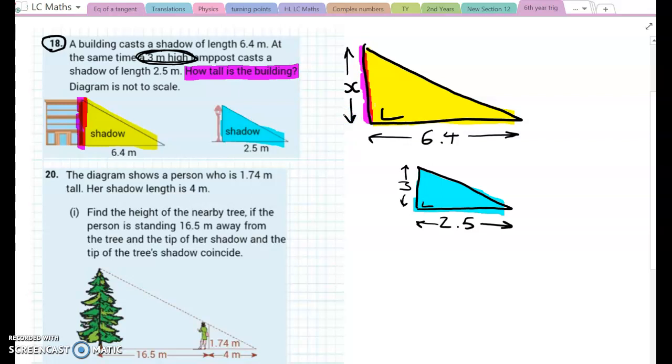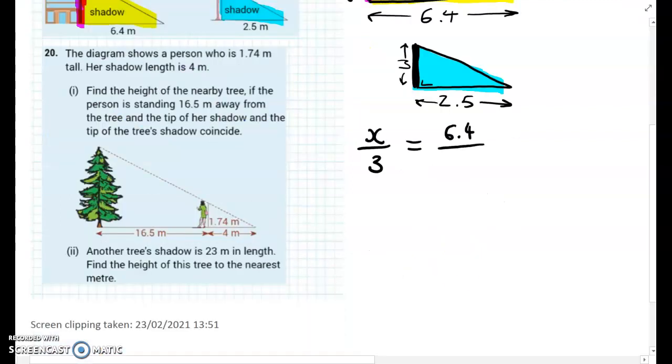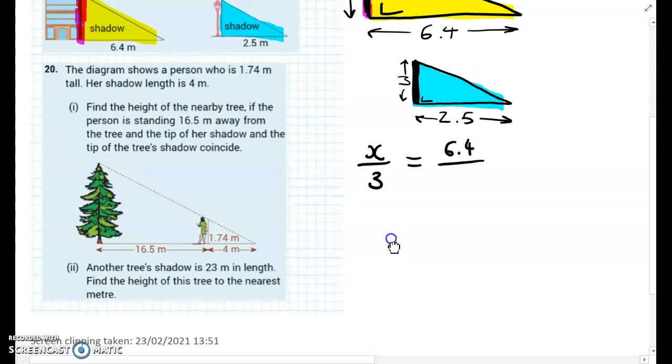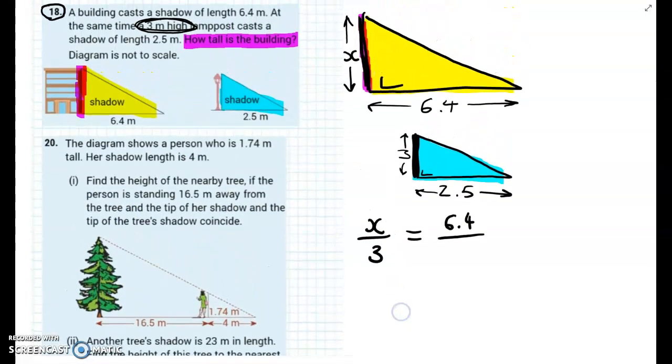Now how to do these is relatively simple. If you put that purple side of the big triangle over the equivalent side of the other triangle, so X over 3, and then put it equal to the equivalent side on the other one, so 6.4 over 2.5, and we just cross multiply then.